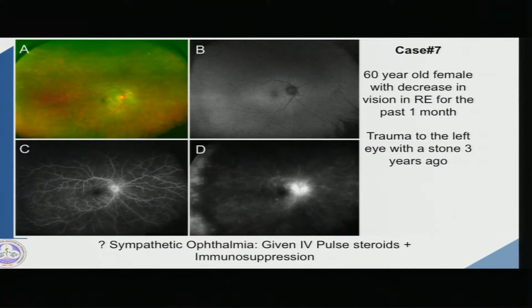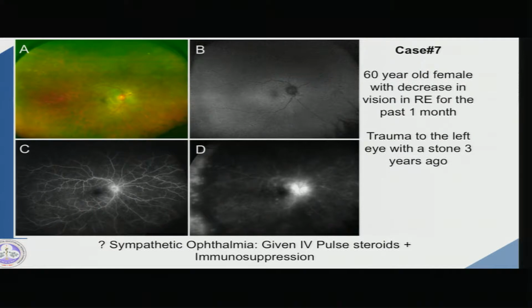I think in this patient, ultra-wide field imaging played a major role in changing the line of management. She was a 60-year-old female who presented with decrease in vision in the right eye for the past 1 month, and she had a history of trauma to the left eye with a stone 3 years ago. If you look at the fundus autofluorescence and the fluorescein angiography, there is significant leakage from the disc and the posterior pole and all over in the periphery.